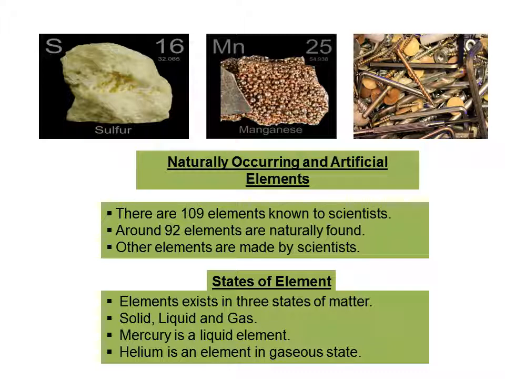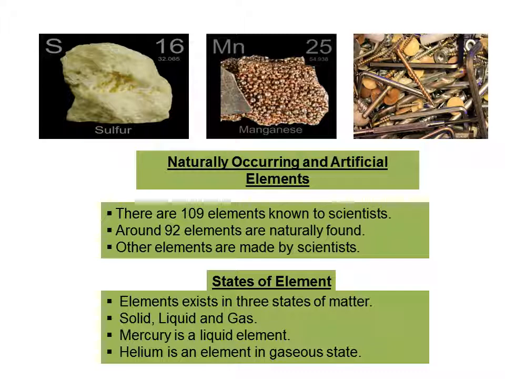As earlier we discussed that matter exists in three states, that is solid, liquid and gas. As an element is also a form of matter, therefore an element also exists in three possible states, that is solid, liquid and gas. There are some exceptions. Mercury is a liquid element. We all know that mercury is a metal.